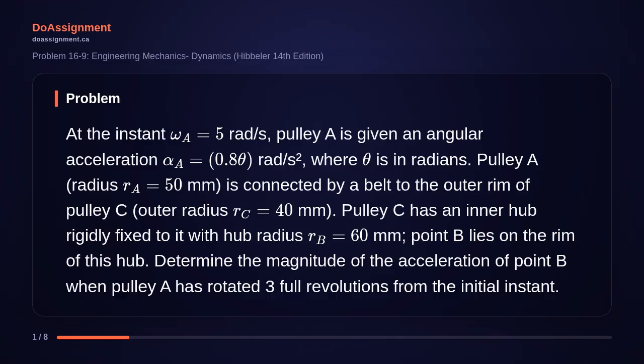Here is the problem. At the instant omega A equals 5 radians per second, Pulley A is given an angular acceleration alpha A equals 0.8 times theta in radians per second squared, where theta is in radians. Pulley A has a radius of 50 millimeters and is connected by a belt to the outer rim of Pulley C, which has an outer radius of 40 millimeters. Pulley C has an inner hub rigidly fixed to it, with a hub radius of 60 millimeters. Point B lies on the rim of this hub.